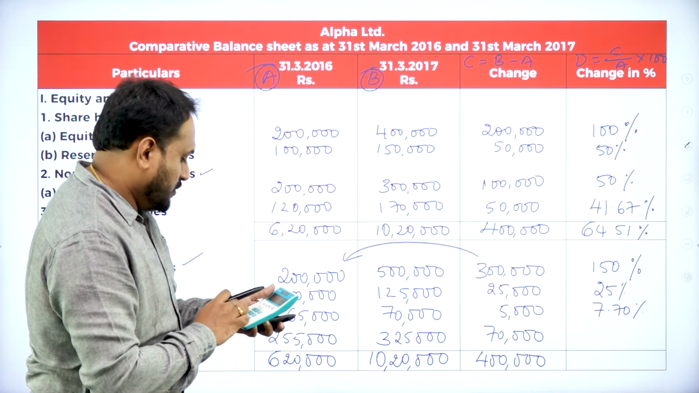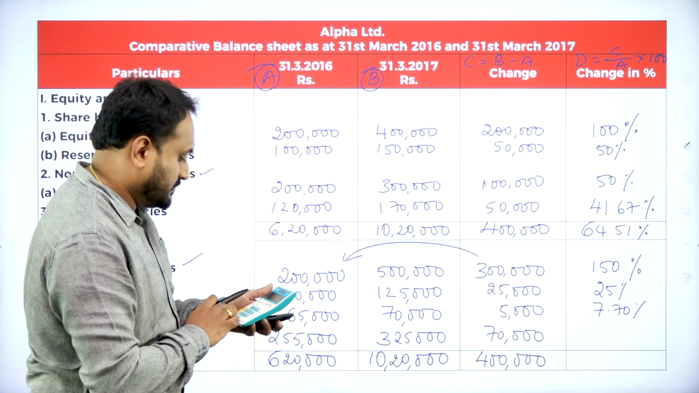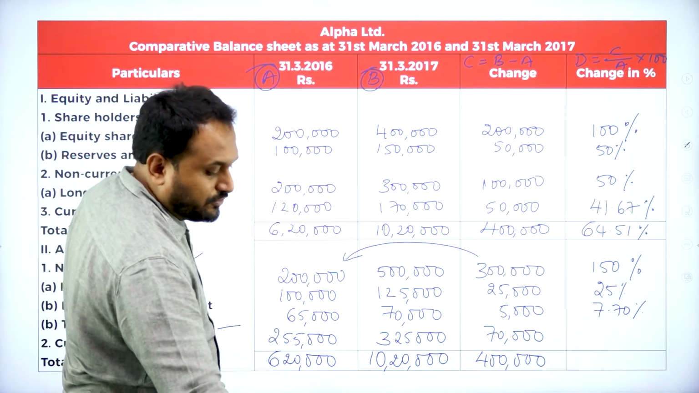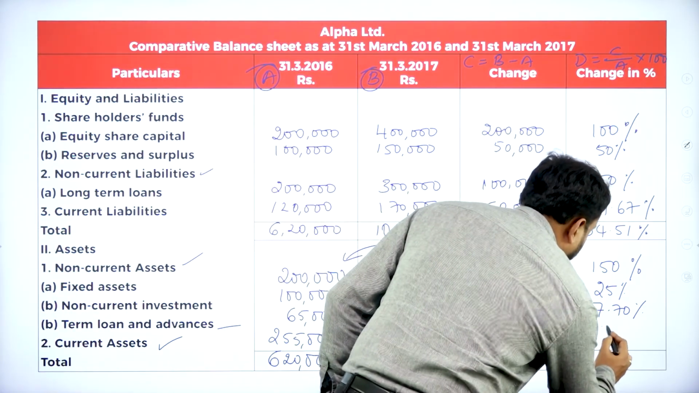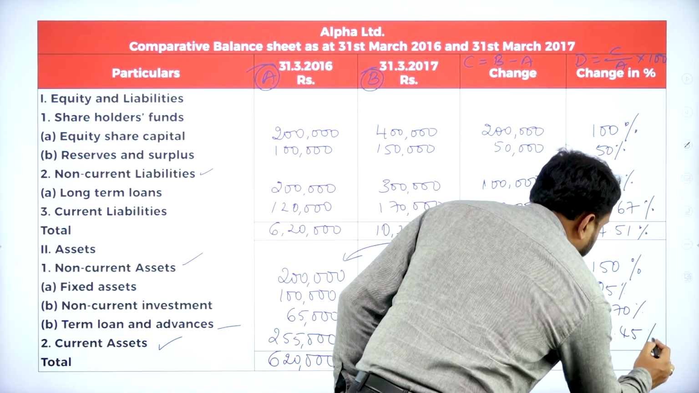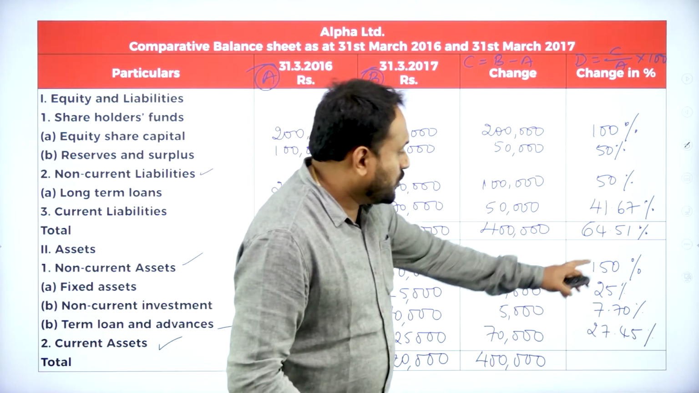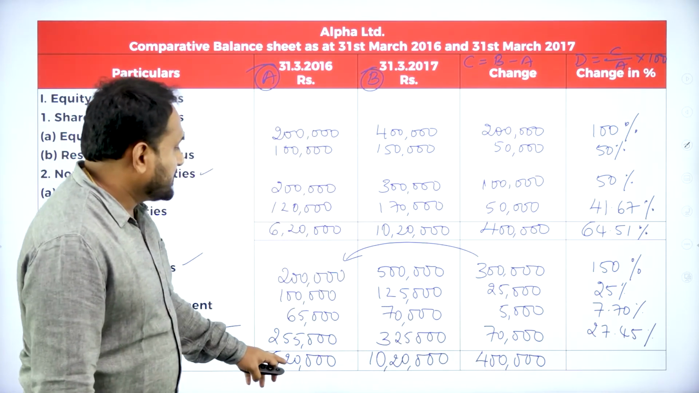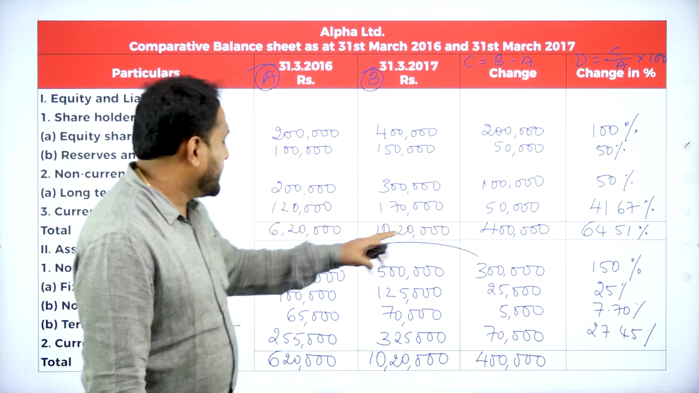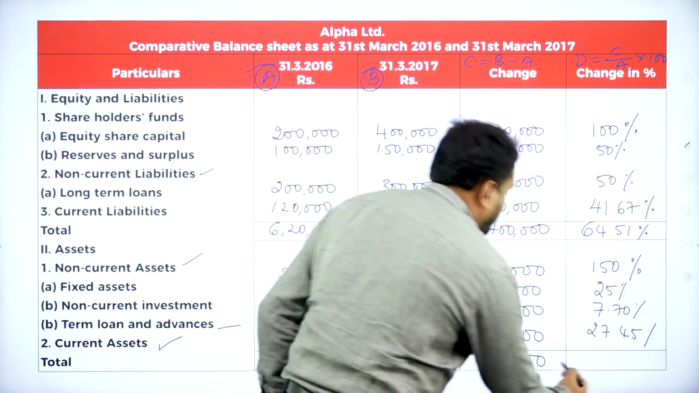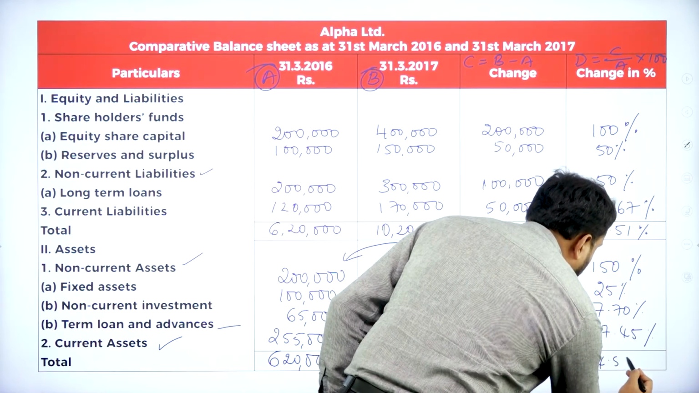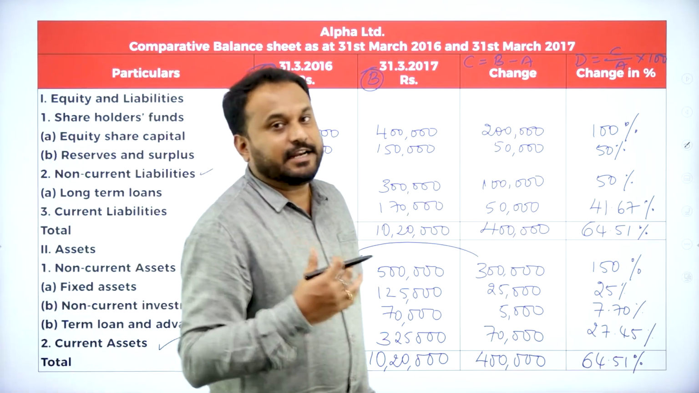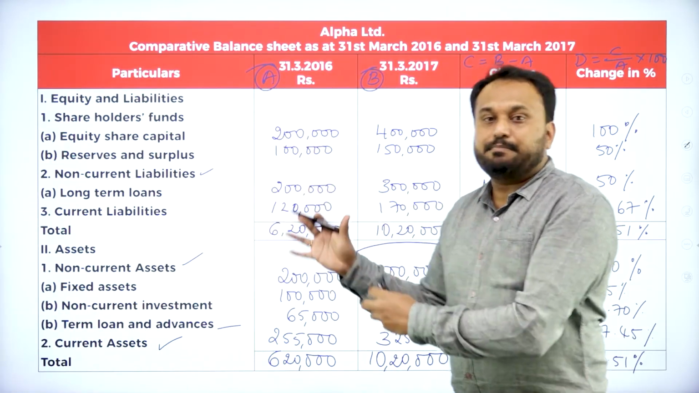Next we will go with 70,000 divided by 2,55,000 into 100. So 27.45%. Now you need to go with these things the same way. Here, 4 lakh divided by 6,20,000, same as we have done here. So it is 64.51%. So this is what our comparative statement is all about. This is called the comparative statement.